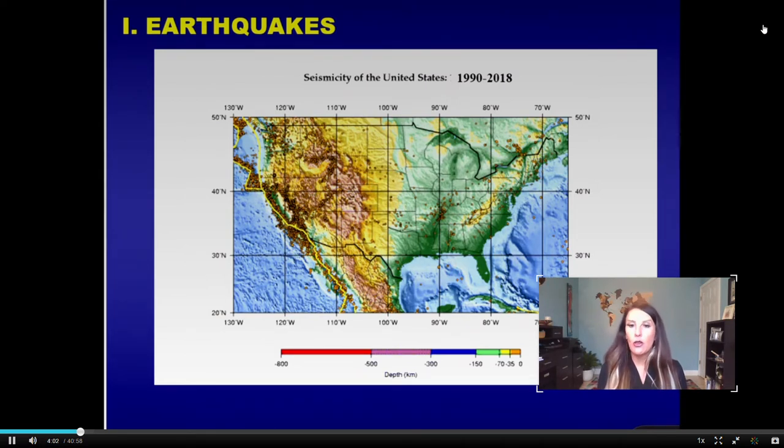Looking at this map too, you notice that there's some earthquakes on our east coast, and you'll see a concentration there in what we would call the Midwest of the United States. And we call that area the New Madrid seismic zone. So this area here, here's Georgia, right? So we've got Georgia and we've got Tennessee, we've got Kentucky, and then right here in this red band represents the New Madrid seismic zone.